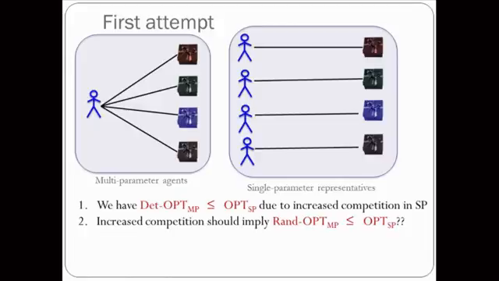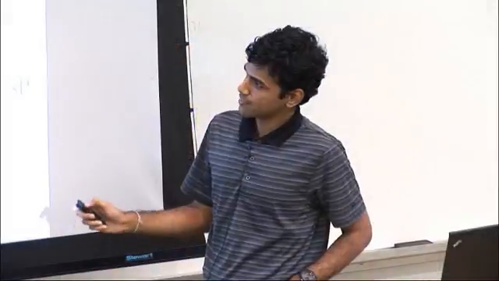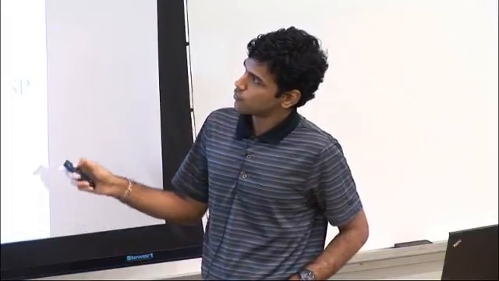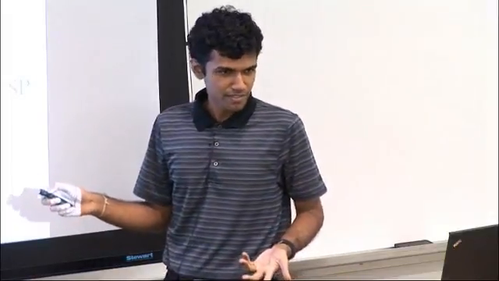The first attempt would be to just go back to what we did for deterministic mechanisms. What I said was, you break this agent into 2 representatives. He was a multi-parameter agent, these guys are single parameter. Competition has increased, and therefore revenue has increased. That's what we argued for the deterministic setting. The same thing should go through here also, right? Roughly the competition has increased here also, so you should get more revenue.